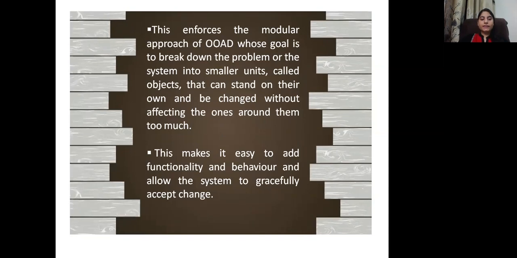This enforces the modular approach of OOAD, whose goal is to break down the problem or the system into smaller units called objects that can stand on their own and be changed without affecting the ones around them too much. This makes it easy to add functionality and behavior and allows the system to gracefully accept change.